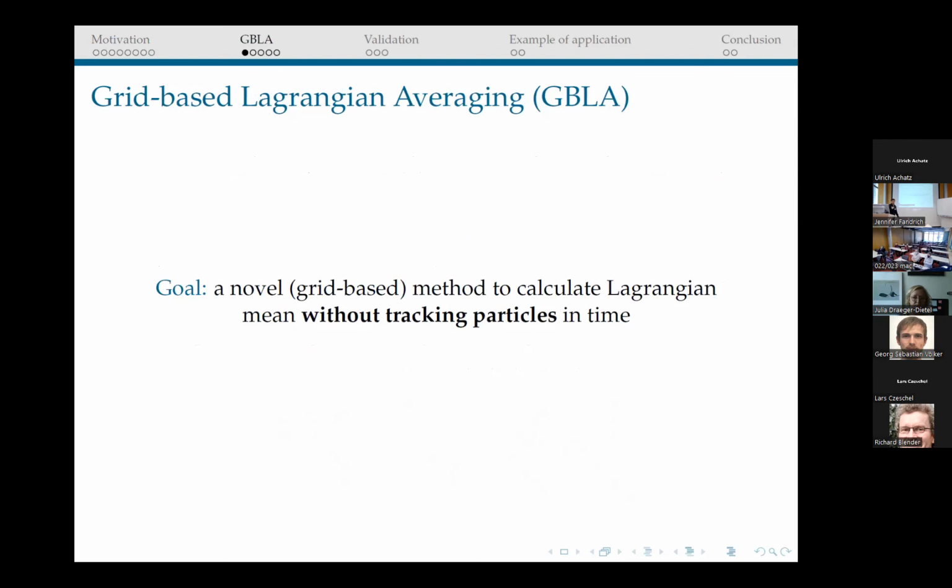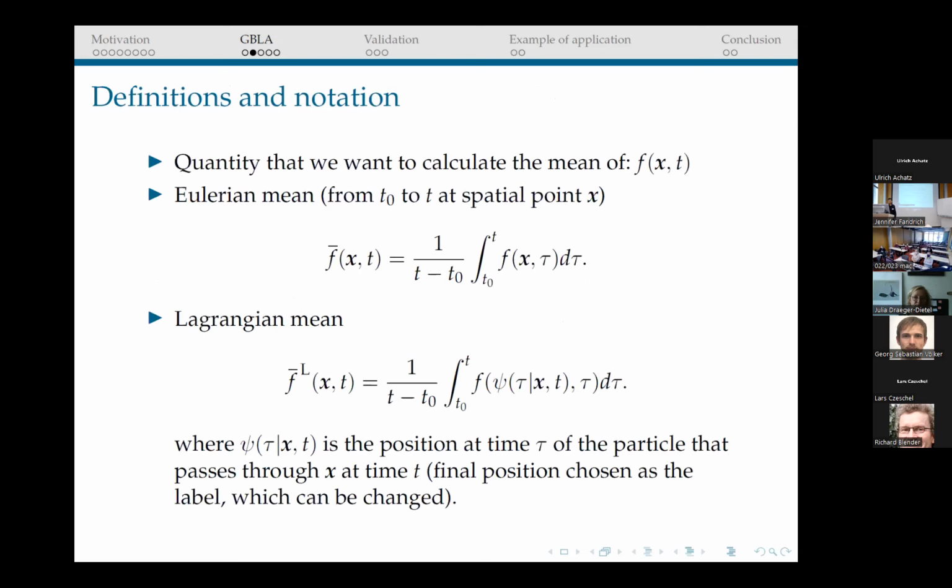So my goal in this project was to come up with a grid-based method that calculates the Lagrangian mean without tracking particles, which seems to be contradictory, but I'll explain to you how we can do that. To get there, maybe I should clear up some definitions and notations.